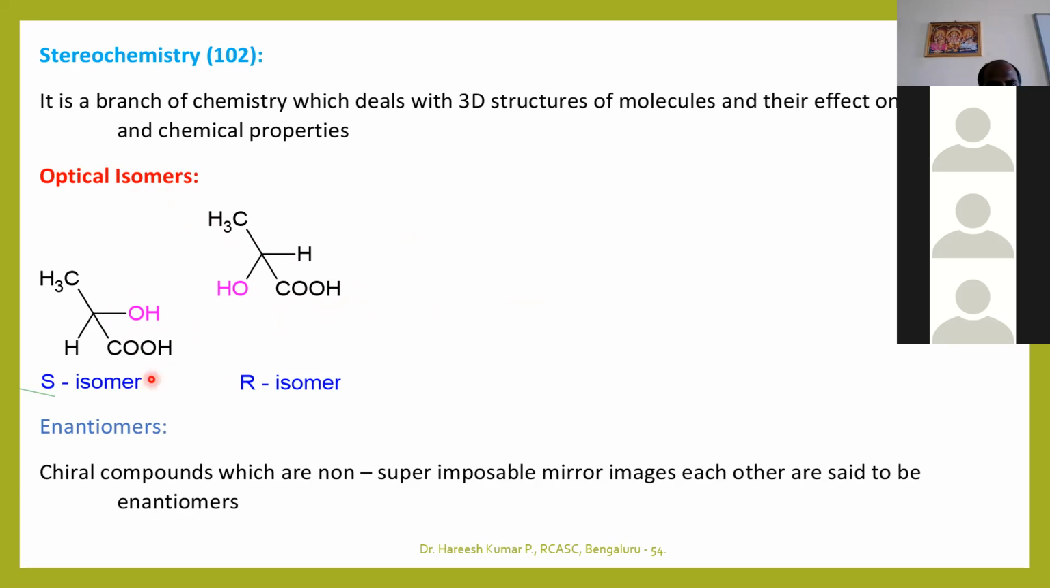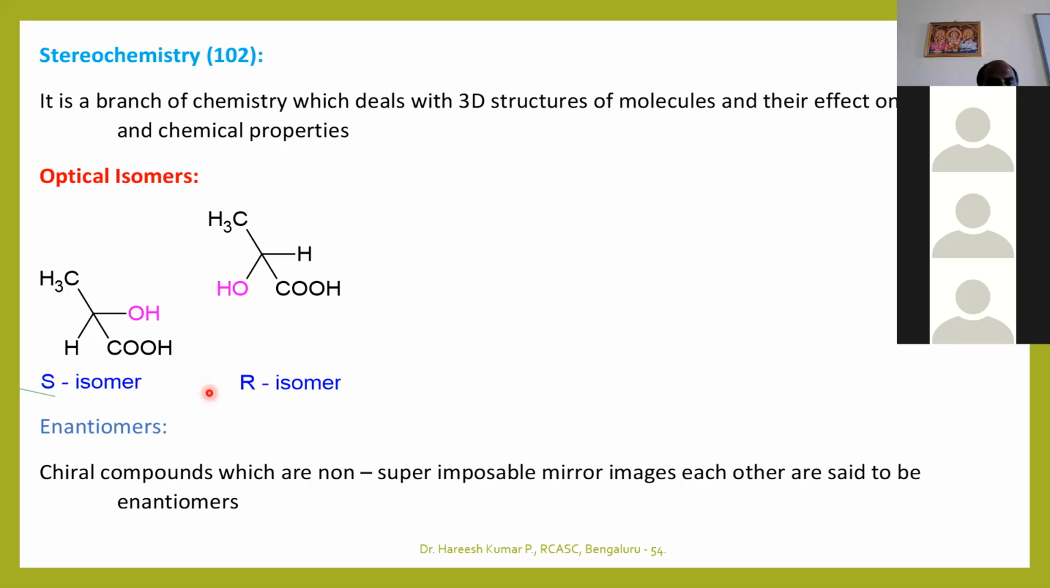You can observe that here I have written one molecule: CH3, CHOH, and COOH. Can we call these two mirror images? Of course, you can keep a mirror here. Both will look like mirror images, but non-superimposable. Non-superimposable means that when you take this moiety towards this side, the hydroxy group will come over here. So that means both are non-superimposable.